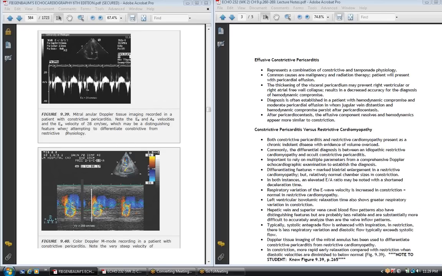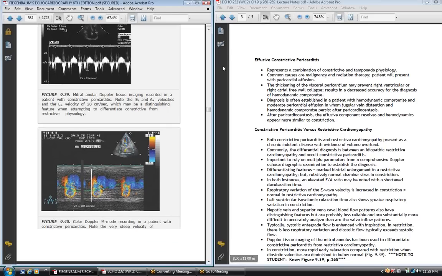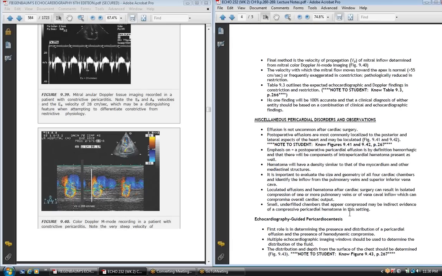The E and A velocities and the E prime velocity of 28 centimeters per second may be a distinguishing feature when attempting to differentiate constrictive from restrictive. You have more rapid early relaxation in constrictive. So you have a very, very high E prime, which is the mitral tissue Doppler indication.